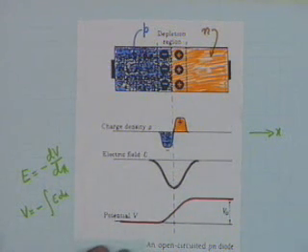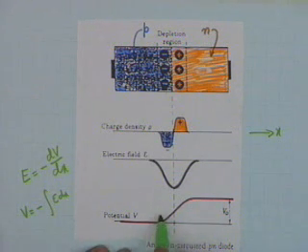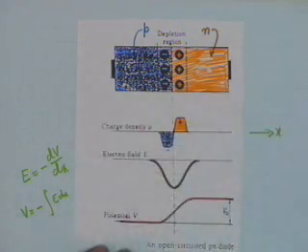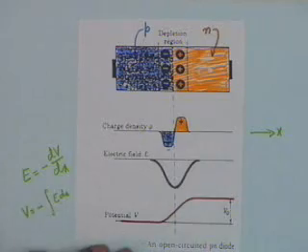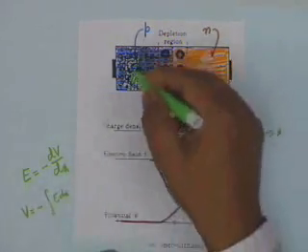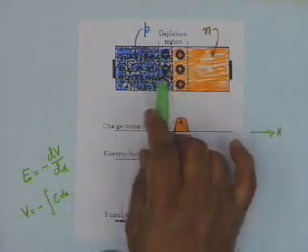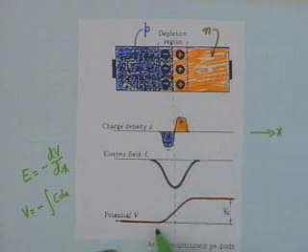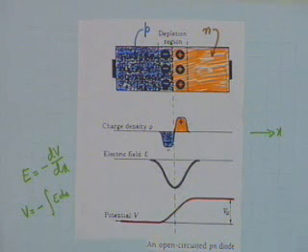And therefore positive charges from the left side, if they have to move to the right hand side, positive charges from the left hand side, what are they? Holes. Holes in the P region. If they have to move to the N region, they shall have to climb this potential wall, and therefore they are discouraged. They can't move.